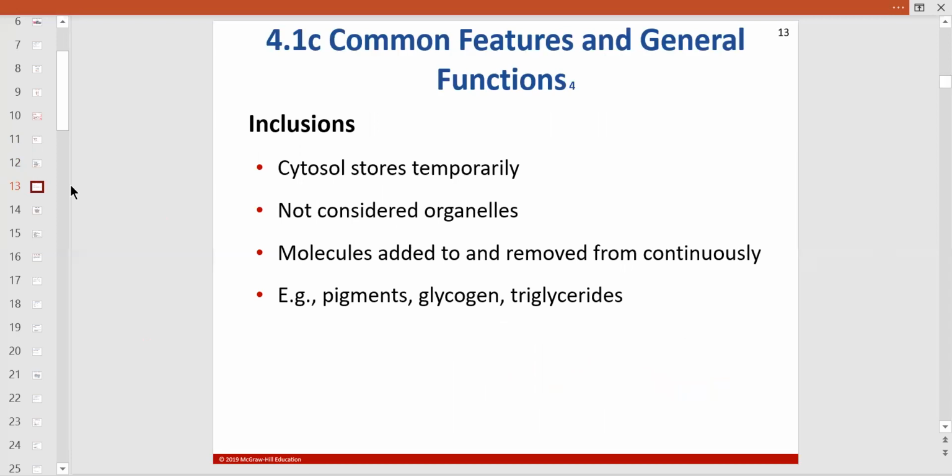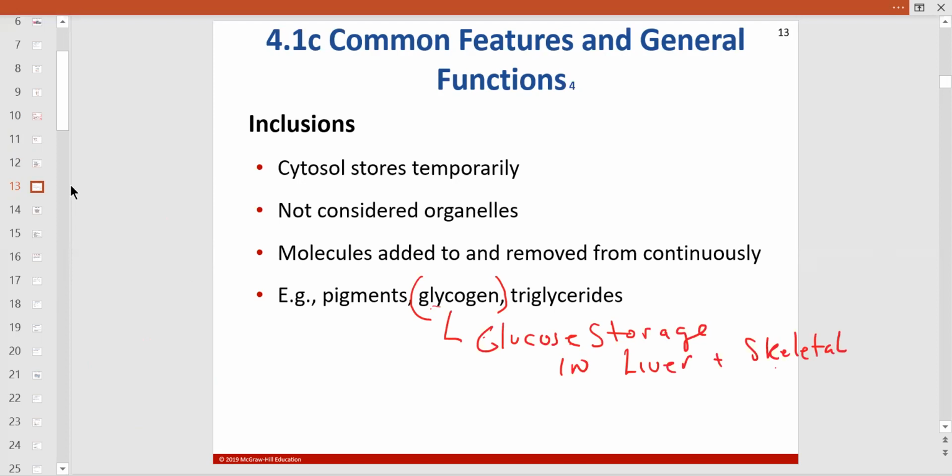Okay, and you have these inclusions. You have, this is an important word, glycogen. And glycogen is glucose storage. We store glucose as glycogen, as mammals. And it's in the liver and skeletal muscle. So glycogen is a polysaccharide. So as humans, we're eating the polysaccharide glycogen, right? And we break it down to glucose.